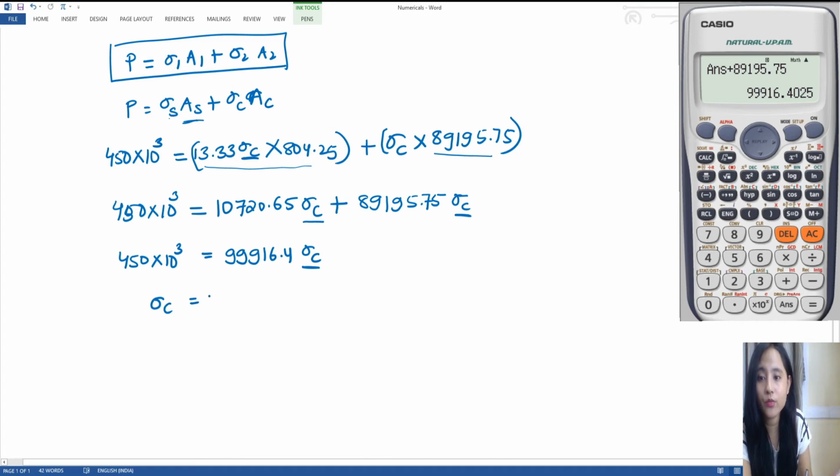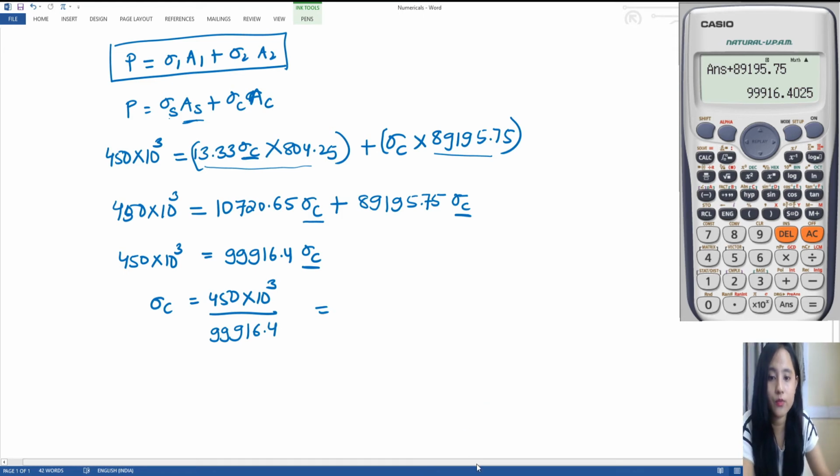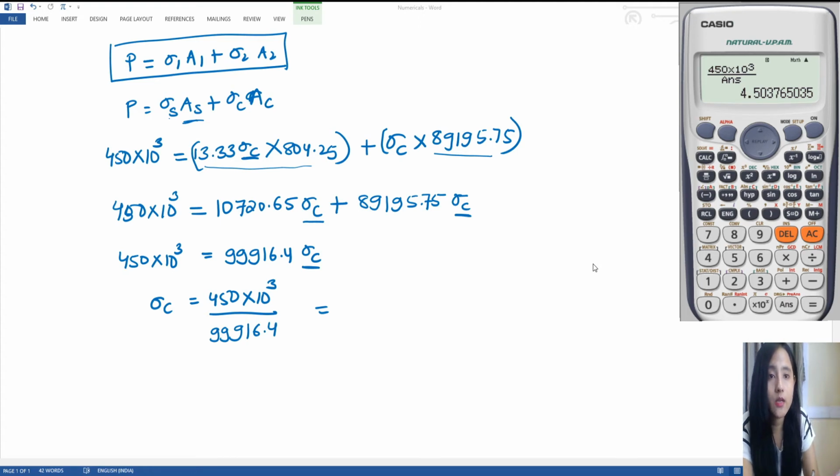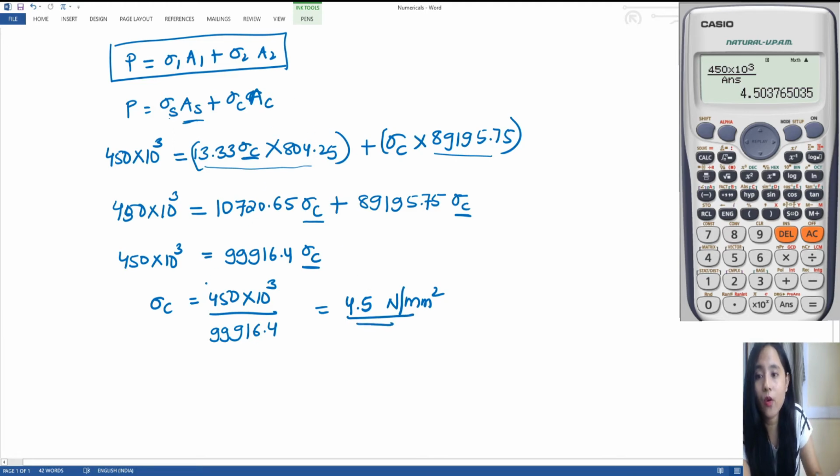Sigma C will be equal to 450 into 10 raised to power 3 divided by 99,916.4. So this will be coming equal to 4.5. So stress in concrete is coming 4.5 Newton per mm square, right? Now we have found the value of sigma C.